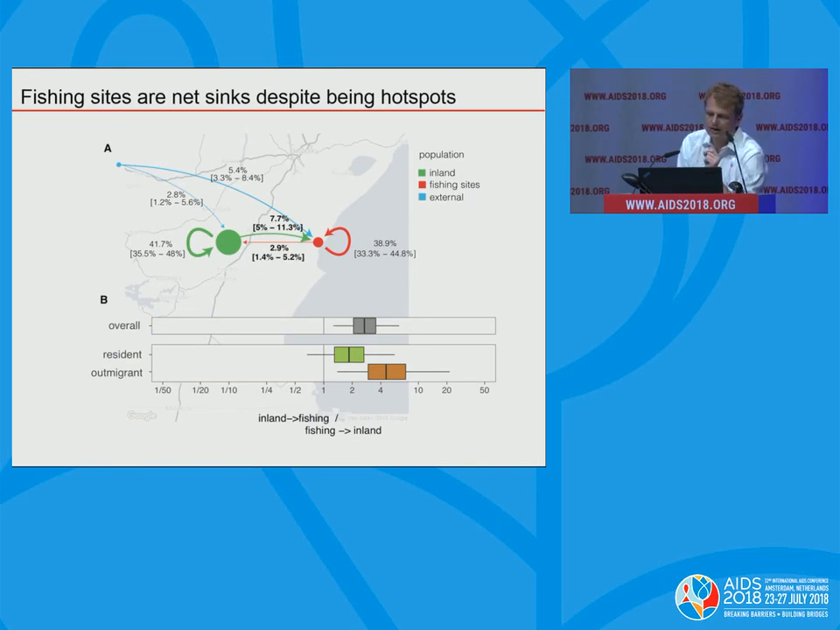In particular, we estimate that transmissions from inland to fishing were 2.7 times more likely than vice versa, as I show in the gray box plot, and this was significant. We also found, in particular, significant differences by migration status. So transmission from inland to fishing was much more likely amongst out migrants compared to permanent residents. So this indicates that population movements are really a key factor that drives and shapes the local transmission dynamics at this very small scale.